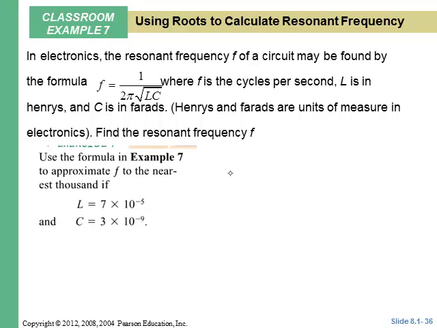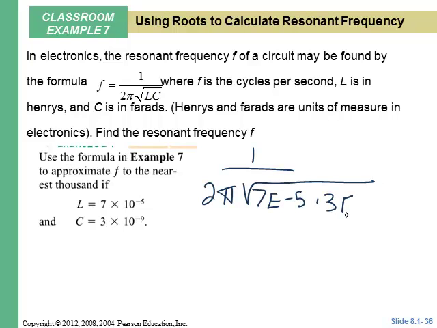Try this one. So it's 1 over 2 pi square root of 7 E negative 5 times 3 E negative 9. So 1 divided by parentheses 2 pi second function square root 7 E negative 5 times 3 E negative 9 close parentheses equals 3.47 times 10 to the 5th.